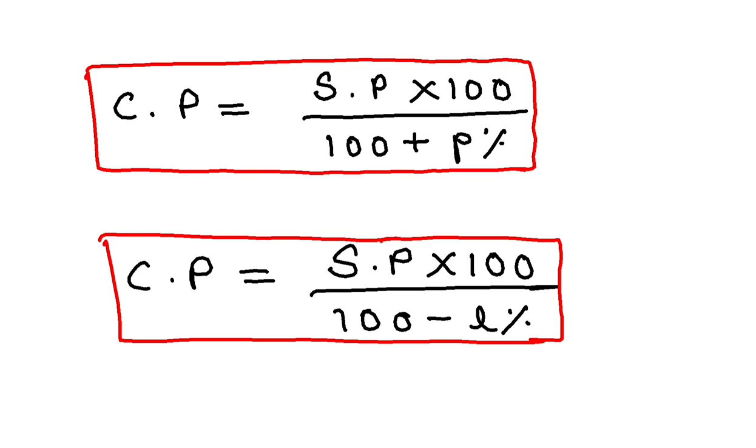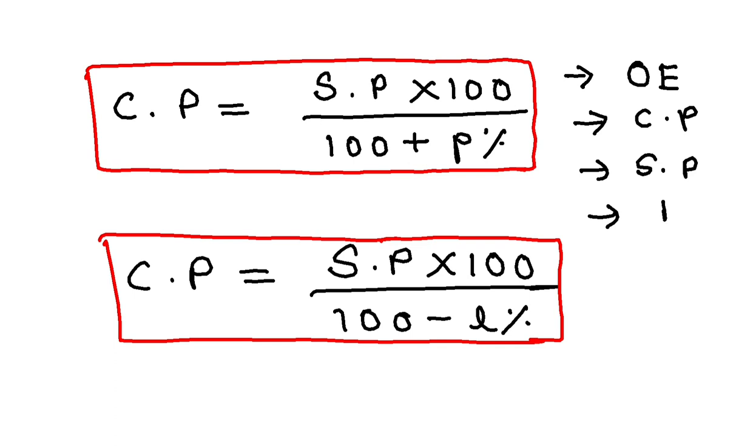Alright. So what are the things we have learned in this video? Overhead expenses. We have learned what is CP, cost price, what is selling price, SP. We have learned what is profit. We have learned what is loss. We have learned what is profit percentage, what is loss percentage, and these two formulas. And now we are ready to solve exercise 11.1. So from the next video onwards, we shall be starting the exercise.